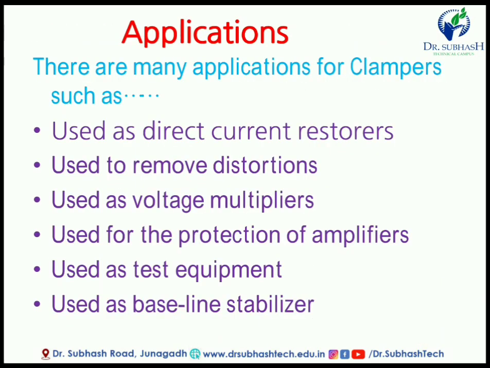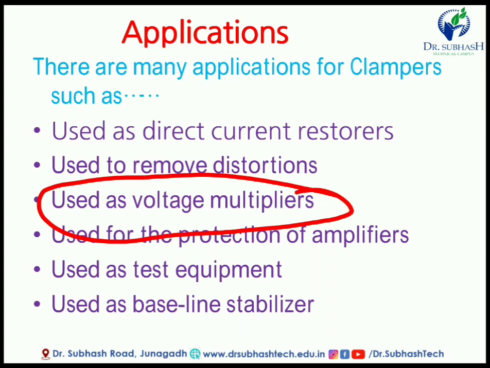Now what is the application of this clamping circuit? Here a few applications are given. There are many applications of the clamper, such as use as a direct current restorer, removing distortion, and use as a voltage multiplier. Here the voltage multiplier is the most important application of the clamper circuit, which we discussed in the previous video. Friends, if you have not seen the multiplier video, then you can refer to this channel and check the multiplier video, so you can easily understand the clamping circuit.